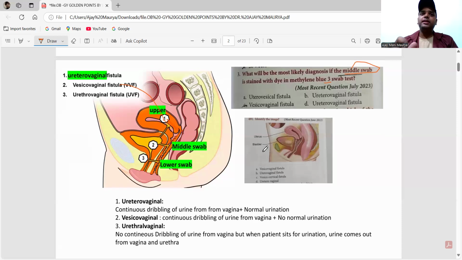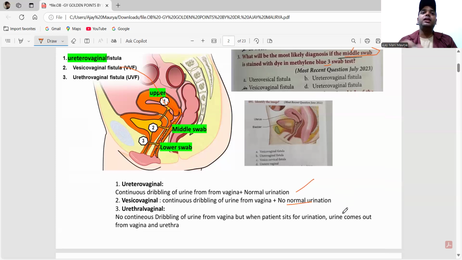So guys, please see here. Coming to ureterovaginal, it means the ureter is going to connect with the vagina. The symptoms are continuous dribbling of urine from the vagina, plus there is normal urination. Normal urination is the chief complaint. Okay, next one is the vesicovaginal. There is continuous dribbling of urine from the vagina, but there is no normal urination.